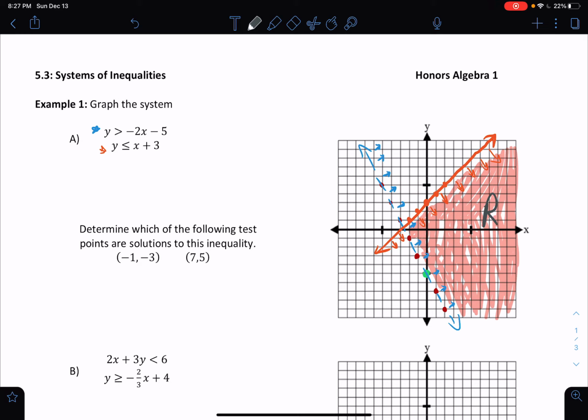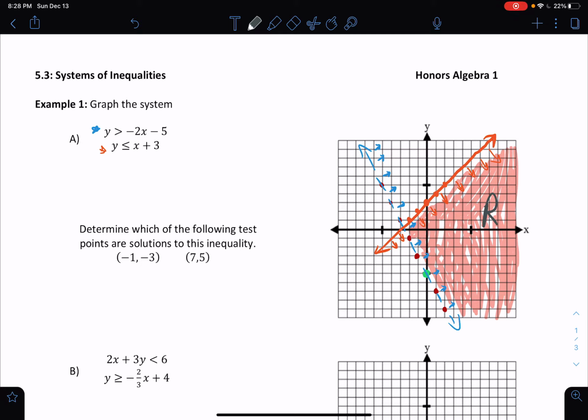So now, determine which of the following test points are solutions. It needs to satisfy both inequalities. Just like the solution back in systems of equations, when I plugged in for x and I plugged in for y, it needed to work for both equations. Same thing here. When I plug in a point, it needs to work for both inequalities.